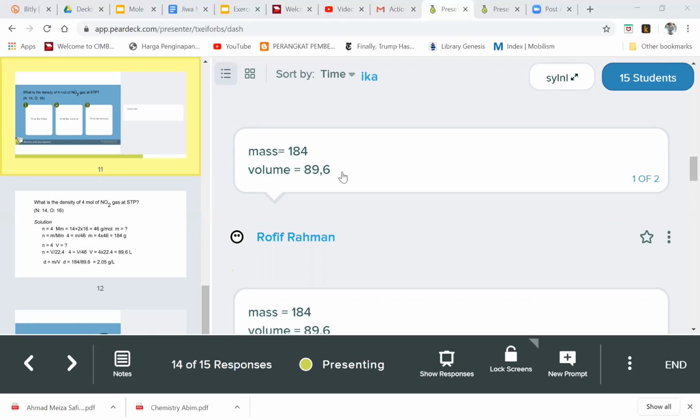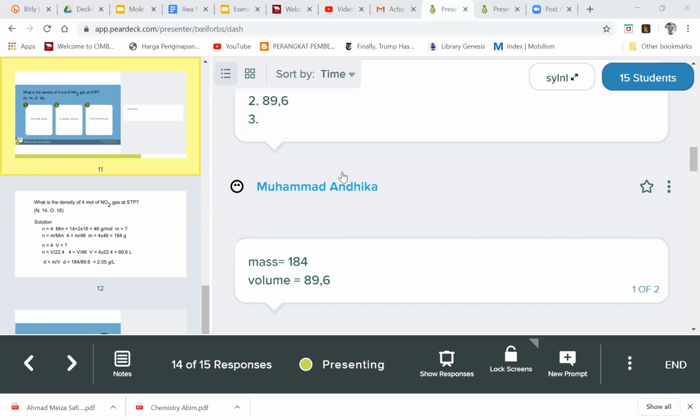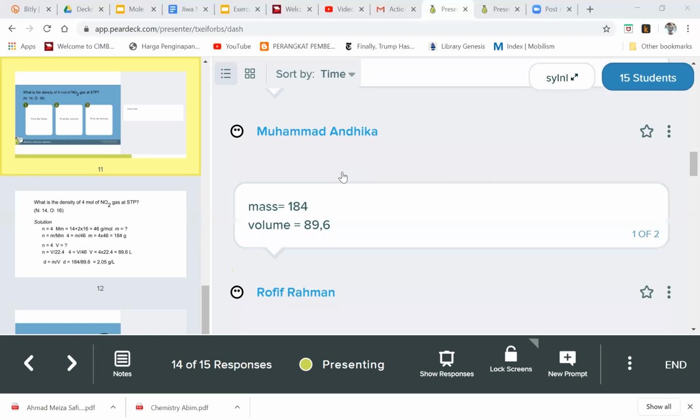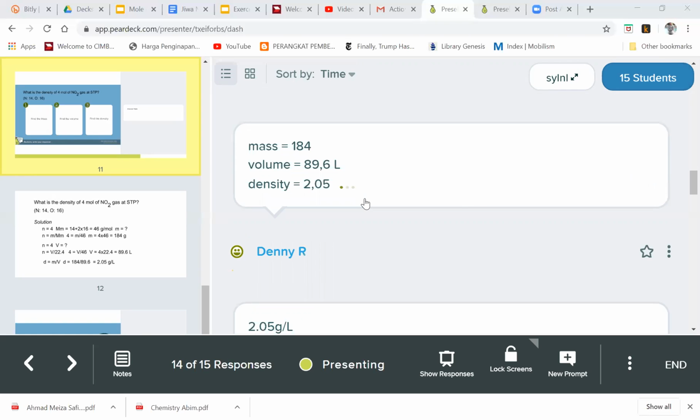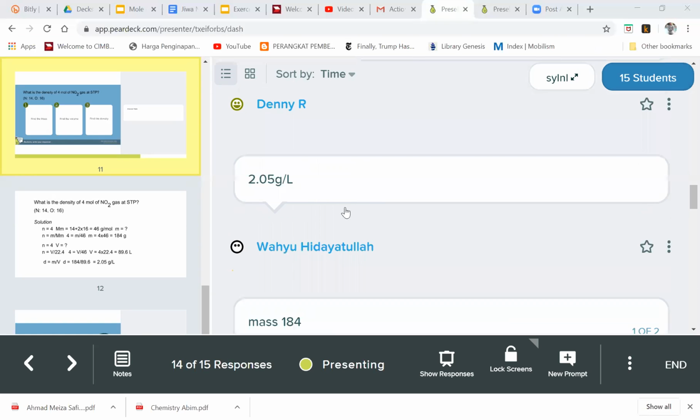Rafib, try to find the density. Andika, try to find the density. Denny, thank you. Your answer is true. Wahyu Hidayatullah, yes, good. Your answer is true. Wahyu.